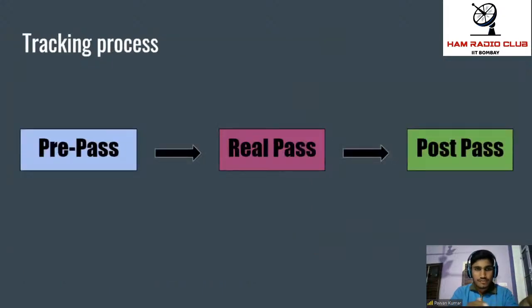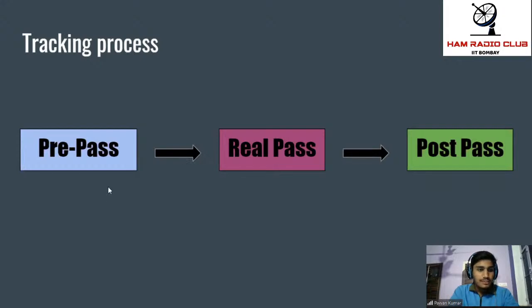So if we have a ground station, we are going to track the satellites. The tracking process is divided into three parts. The first part is pre-pass, then real pass, then post-pass. So what is a pass? A pass is the time when a satellite or an object like the ISS passes over our location. When the satellite is passing above our location, that time is the pass when we receive the signal. So we divided the process into three parts: pre-pass, real pass, and post-pass.